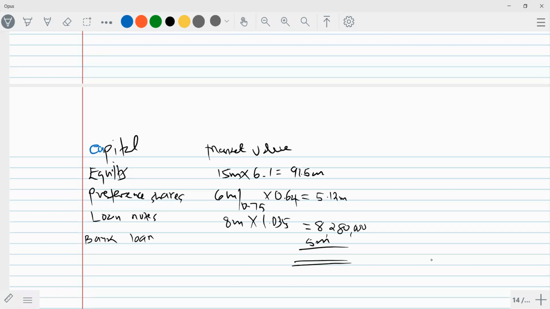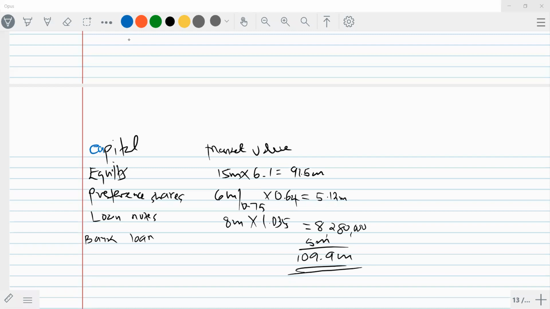The sum of the market values from those 4 finance sources is how much? We add up the market value of the equity, the preference shares and the notes, and the book value of the loan, to get 109.9 million. That's the total market value of those 4 finance sources.